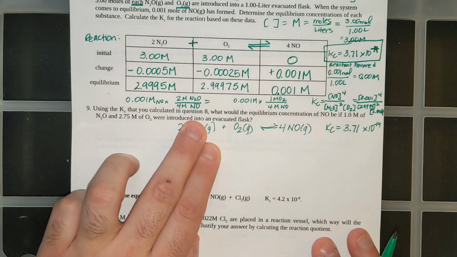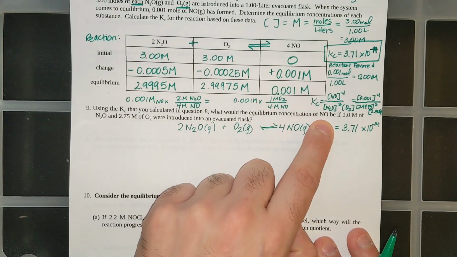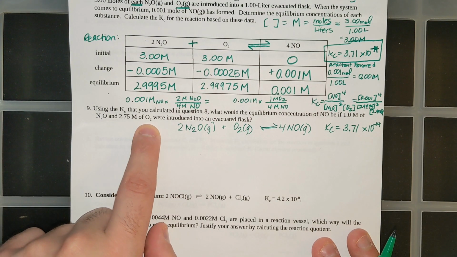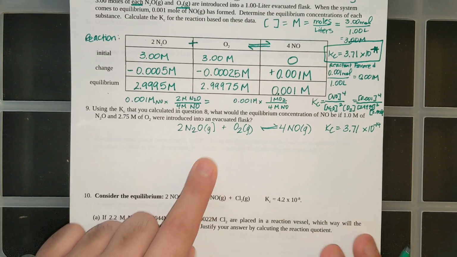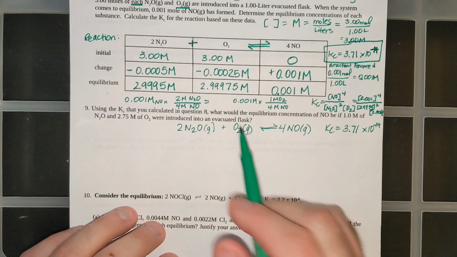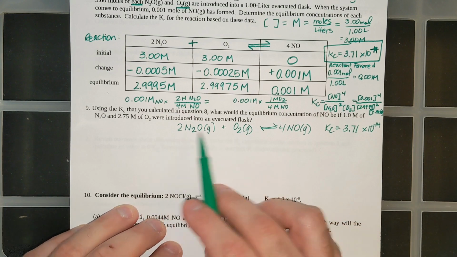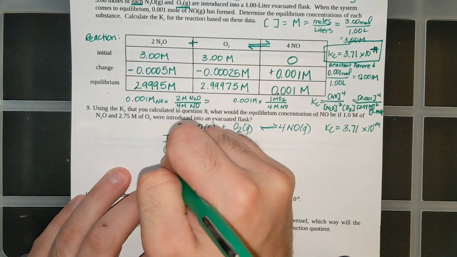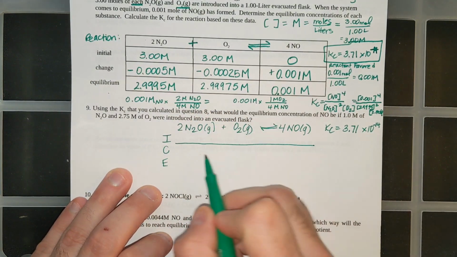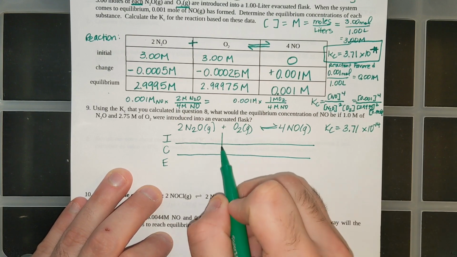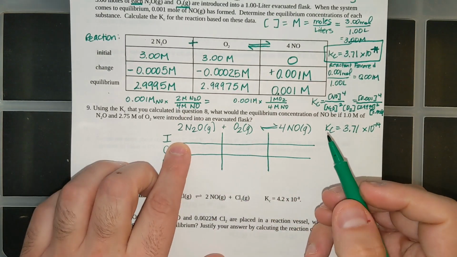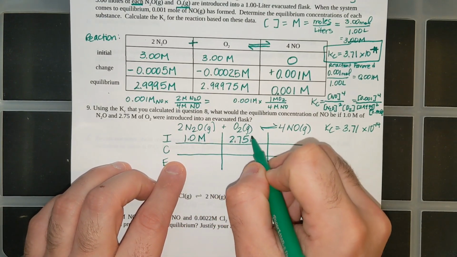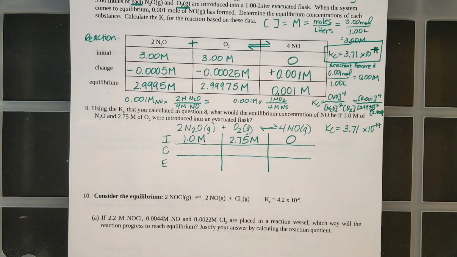It says, using the Kc that you calculated in question 8, what would the equilibrium concentration of NO be if 1 molar of N2O and 2.75 molar of O2 were introduced into an evacuated flask? This is a question on calculating equilibrium concentrations given only initial concentrations and the Kc. For that, we can always use an ice table. So I'll set up a nice little ice table here, and we have our reaction already. Initially, we have 1 molar of N2O and 2.75 molar of O2 and nothing of NO.